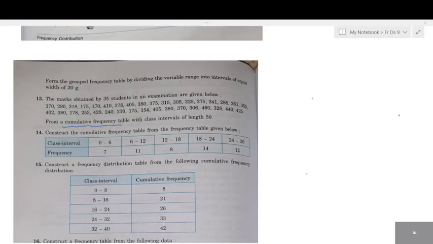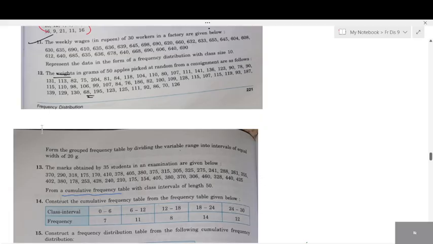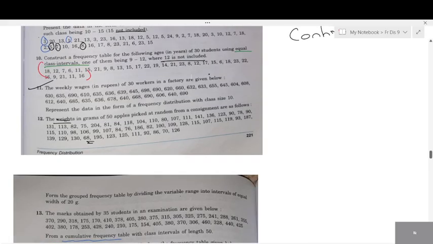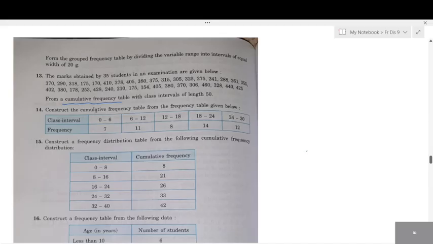Okay. What is the name of the chapter, students? What are we studying now? Frequency distribution. So, up to 12th question, what did we find? What did they tell us to find? You have to find frequency distribution, right? Frequency distribution table. But look at 13th one.